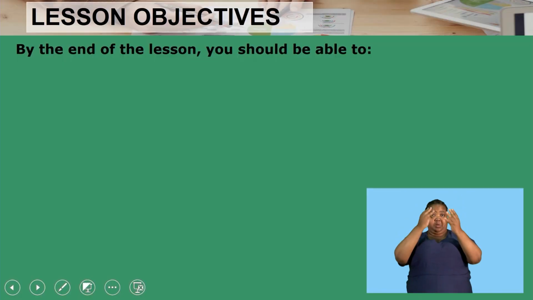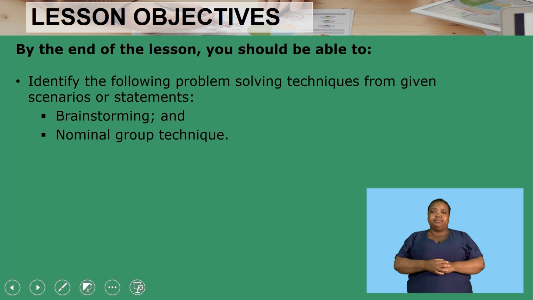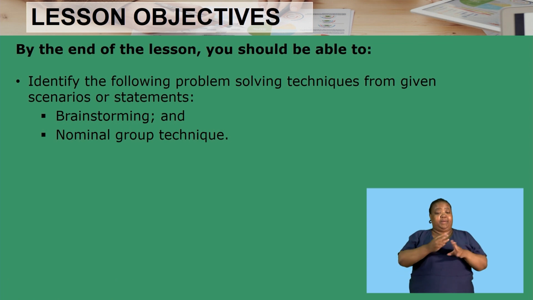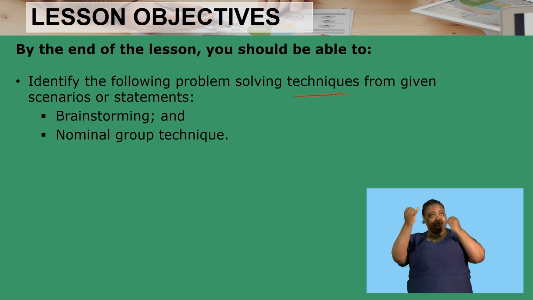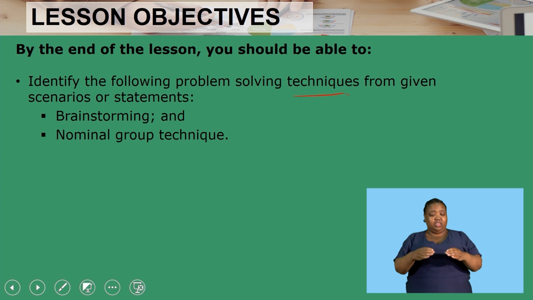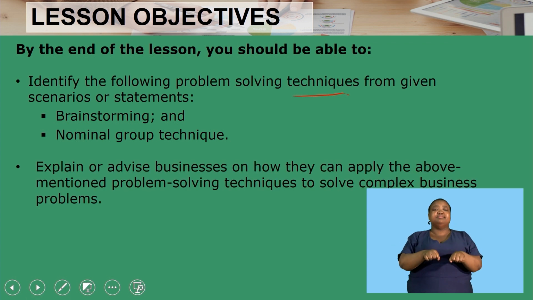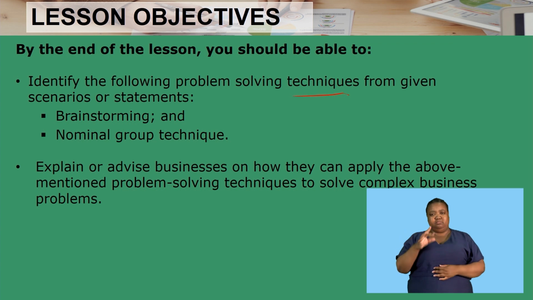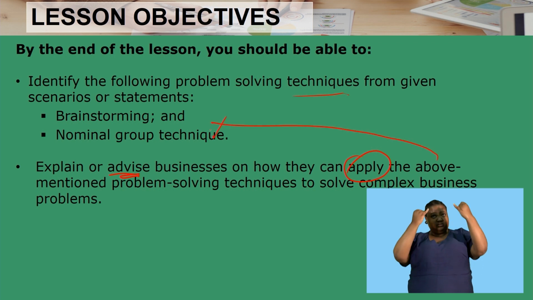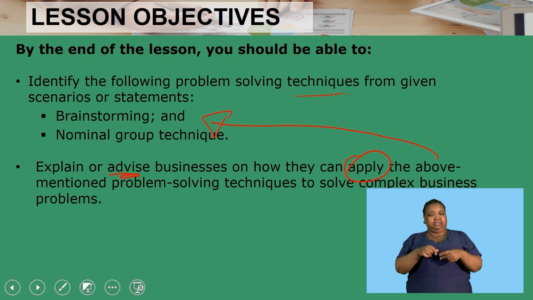Right, so we're going to start with the learning objectives for this lesson. By the end of this lesson, you should be able to identify the following problem solving techniques from given scenarios or statements. We'll be focusing on brainstorming and nominal group technique. Not only should you be able to identify them, but you should be able to explain or advise businesses on how they can apply them. It's very important. The above mentioned being brainstorming and nominal group technique.